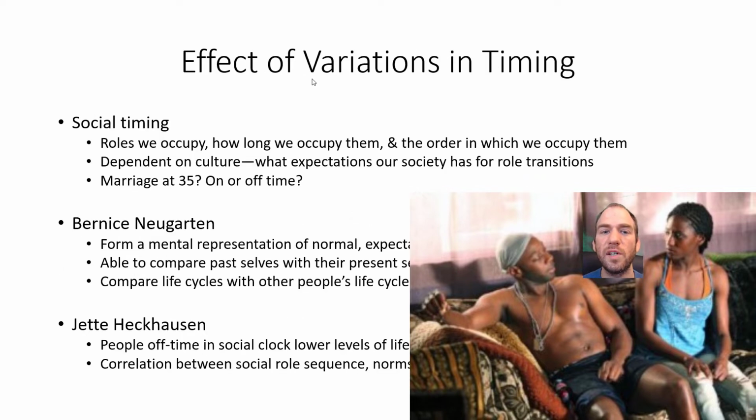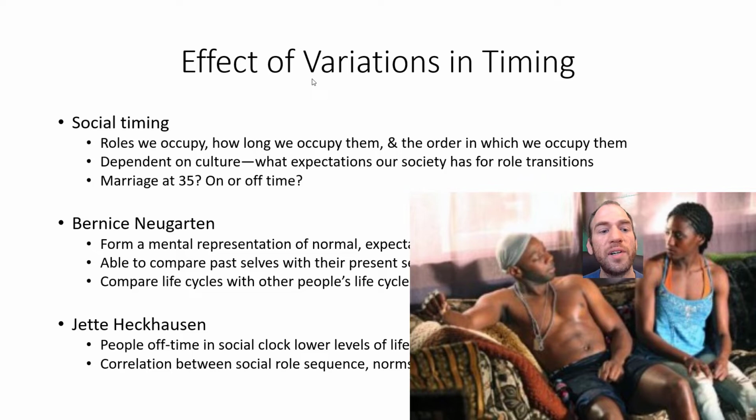The effect of variations in timing: social timing, the roles we occupy, how long we occupy them, and the order in which we occupy them. They're dependent on culture, what expectations our society has for role transitions. Marriage at 35, on or off time?